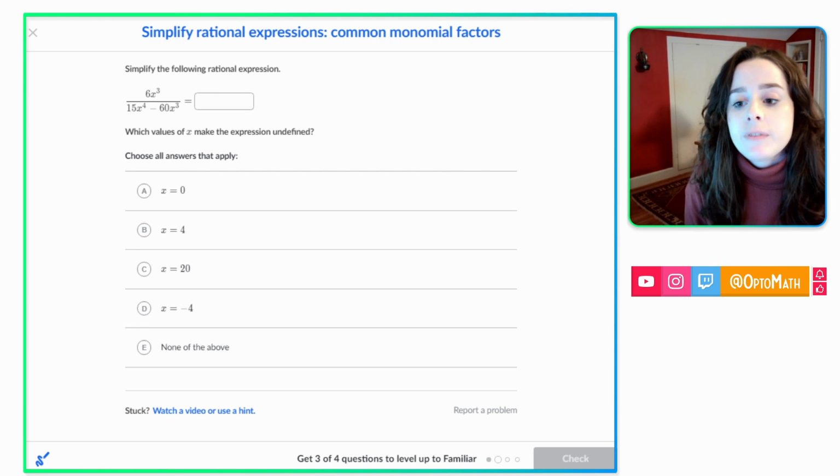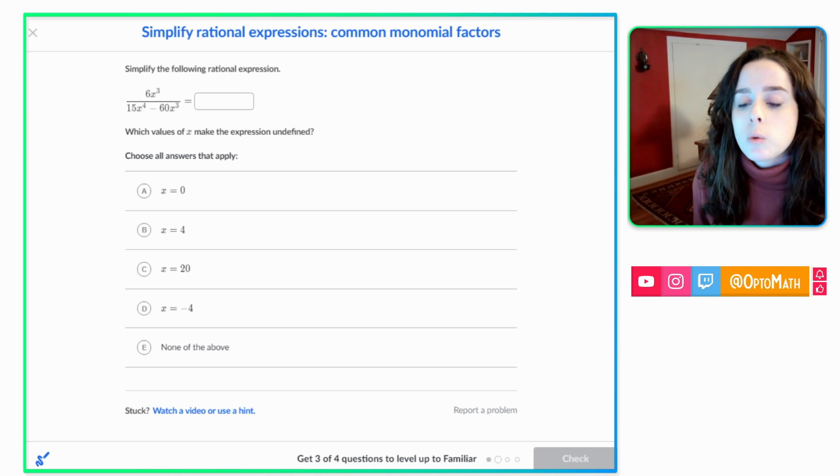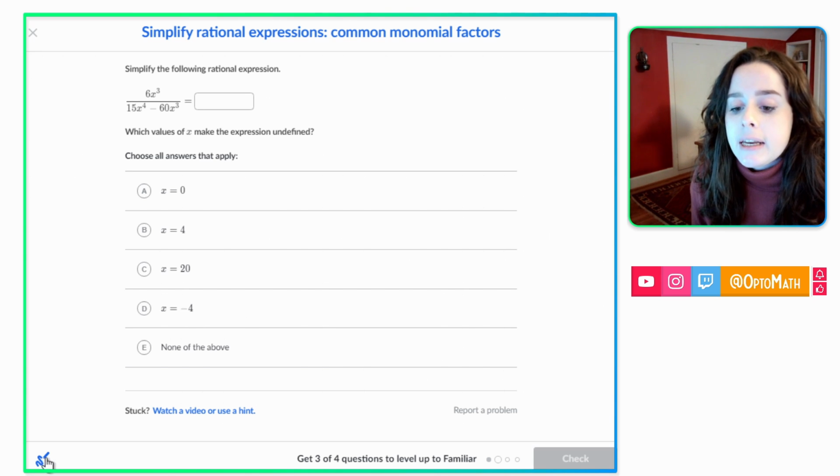So we want to simplify these, and common monomial factors means we're going to simplify some common factors to one. And monomial just means it's going to be one term. So we're looking for the one term that's going to simplify here. So let's go ahead and take a look.